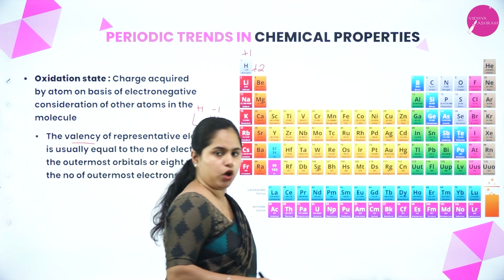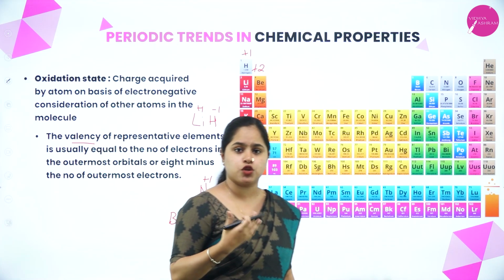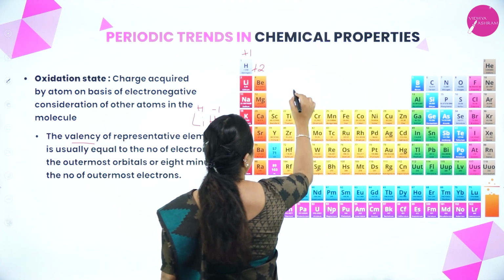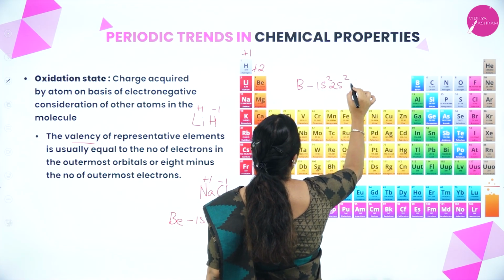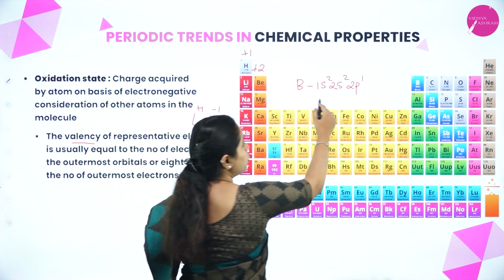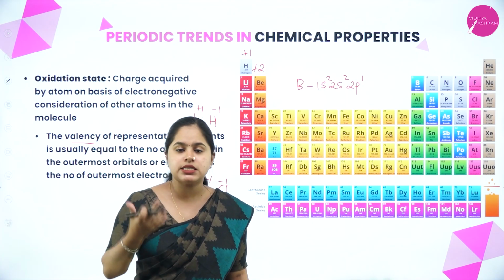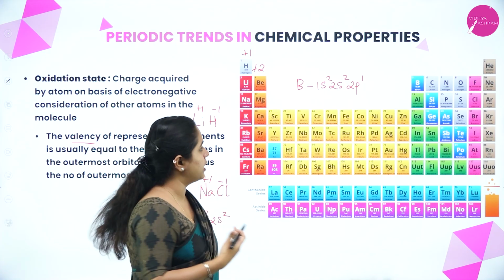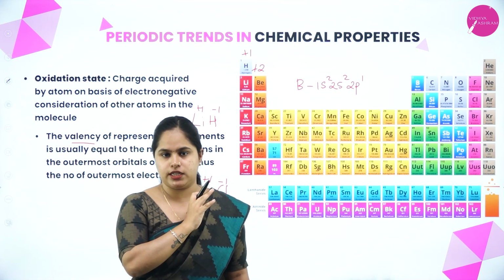Now, let's move on to P block elements. For the boron family, that is group 13, what will be the oxidation state? Let's take the electronic configuration of boron. It is 1s2, 2s2, 2p1. In the outermost shell, there are 3 electrons, so the valence electrons are 3. How do we calculate valency or oxidation state? It is either equal to the number of valence electrons or 8 minus the valence electrons.